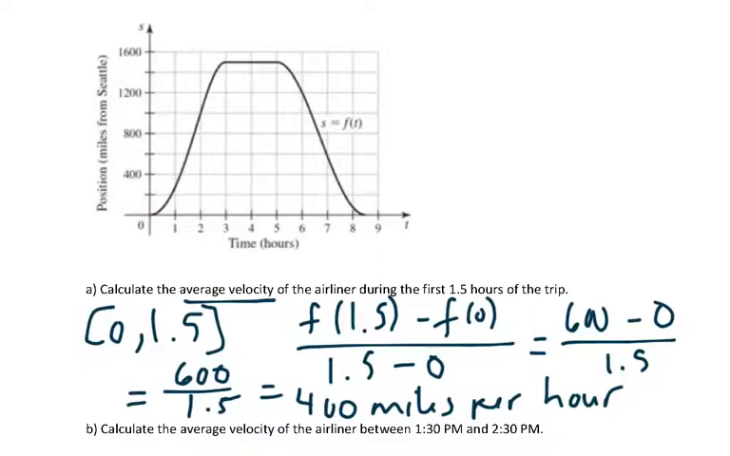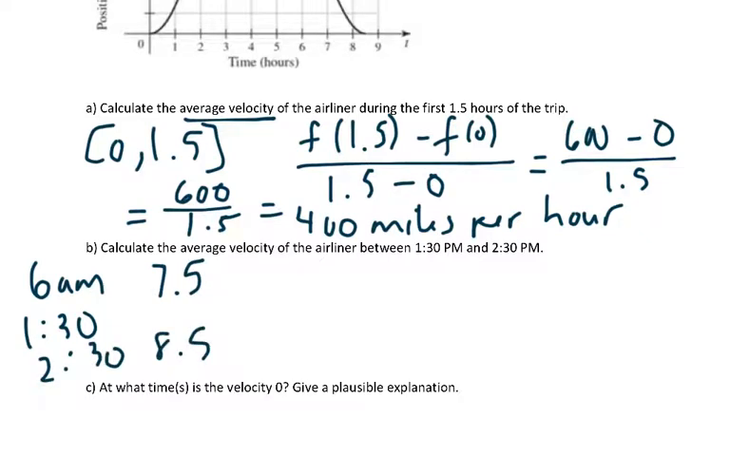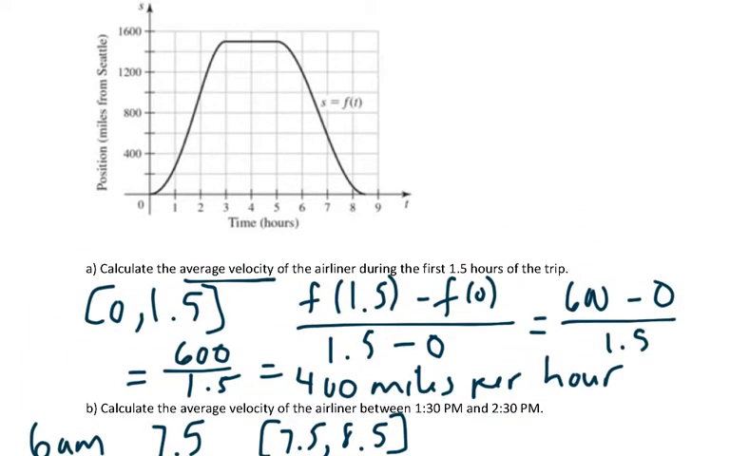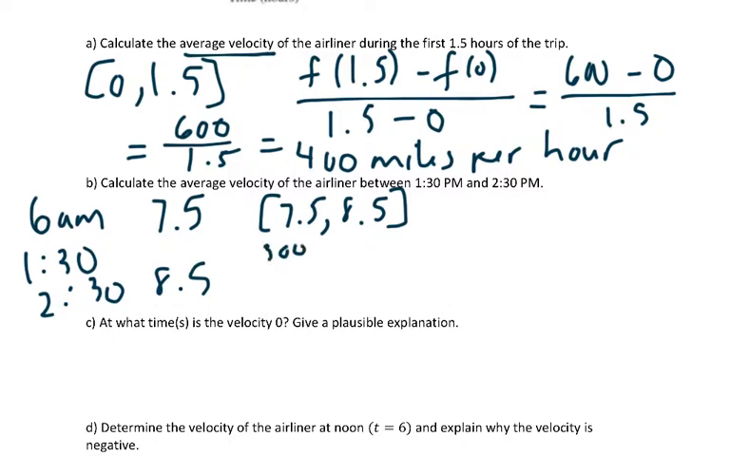Okay, so part B says calculate the average velocity of the airliner between 1:30 and 2:30. So remember that we started at 6 a.m. So 1:30 is 7.5 hours, and 2:30 is 8.5 hours. So really this wants us to calculate the average velocity between 7.5 and 8.5. So I'm going to go to my graph again. I'm going to look at 7.5, and I'm about here at like 300, and then at 8.5 I'm back here at 0. So at 7.5 I was at 300, 8.5 at 0.